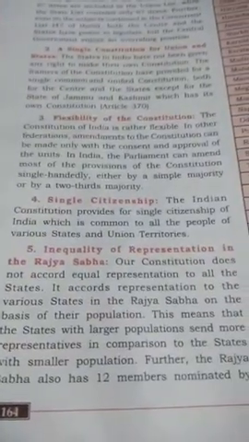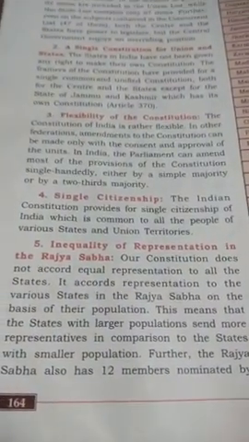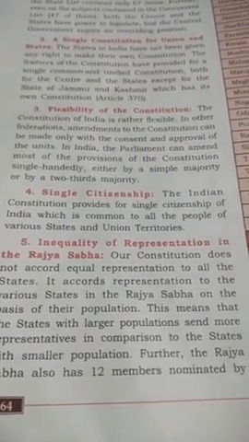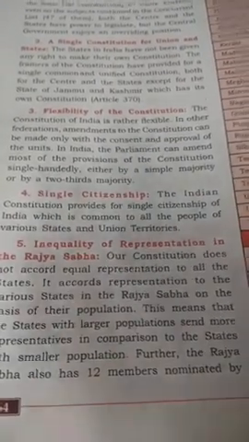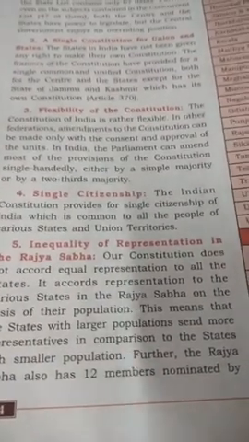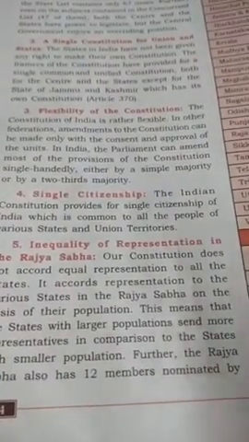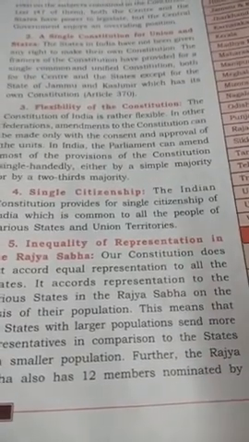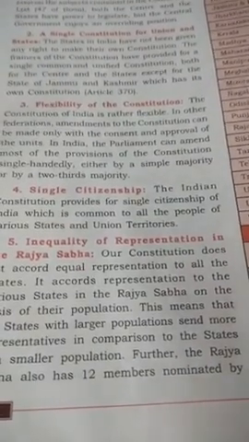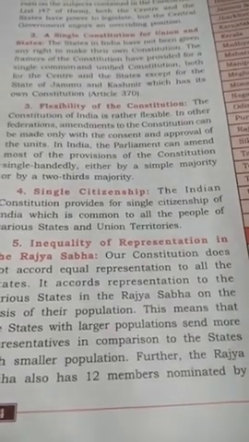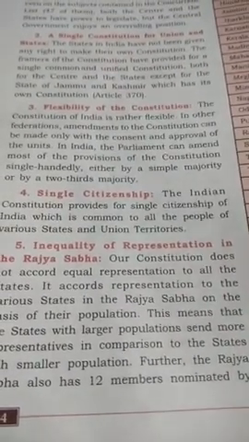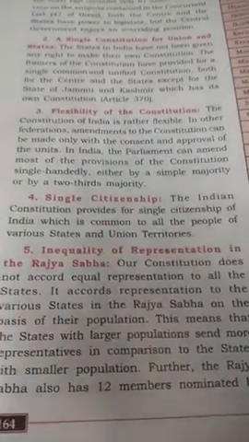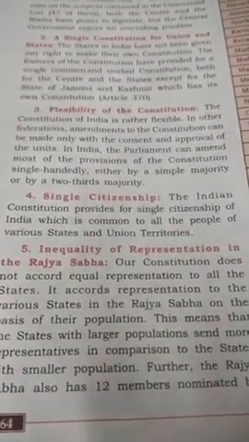Fifth point is inequality of representation in Rajya Sabha. For every state, the representation in Rajya Sabha is based on their population. Suppose it is a bigger state, the population is more, then there are more members in the Rajya Sabha. Suppose Rajasthan is a bigger state, so more members will be there. Goa or Kerala is a small state, so fewer members are there in the Rajya Sabha.